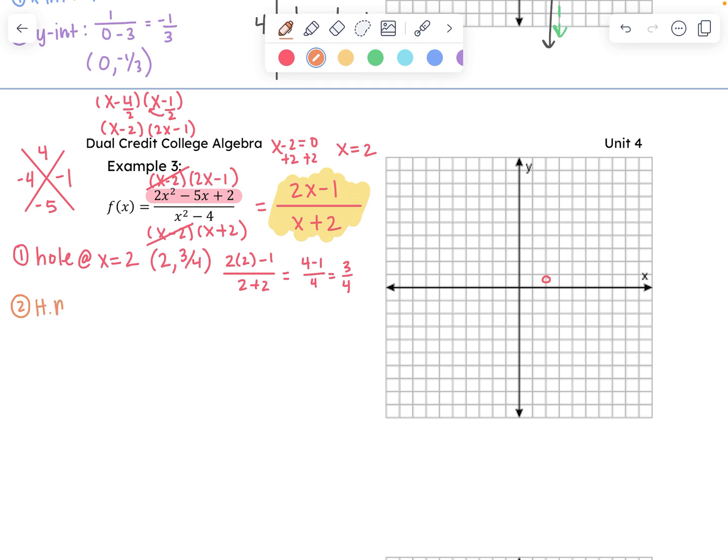My horizontal asymptote, this time we have a same over same. We've got x to the first power over x to the first power. So if I have same over same, coefficients is the game. So I'm going to take the coefficients. The coefficient of the top is a 2. The coefficient of the bottom is a 1. So 2 divided by 1 is just 2. So my horizontal asymptote is going to go across at 2 this time.